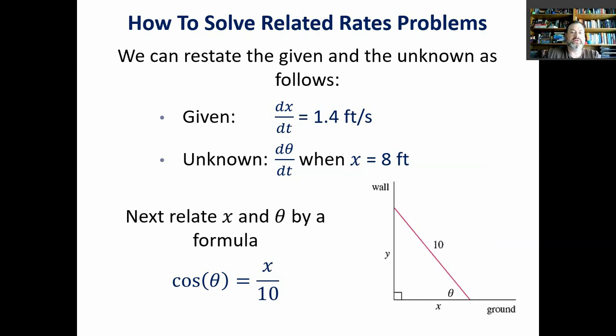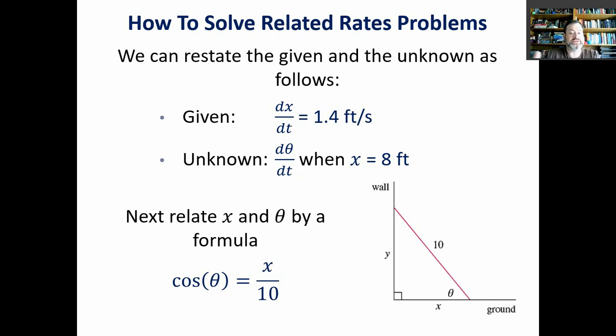Now we relate all the physical quantities that are not derivatives with any formula you can find. Well, this is the easiest one I could find that relates theta and x. It's just cosine, right? So looking at the picture, you can clearly see that cosine of theta is x over 10, right?